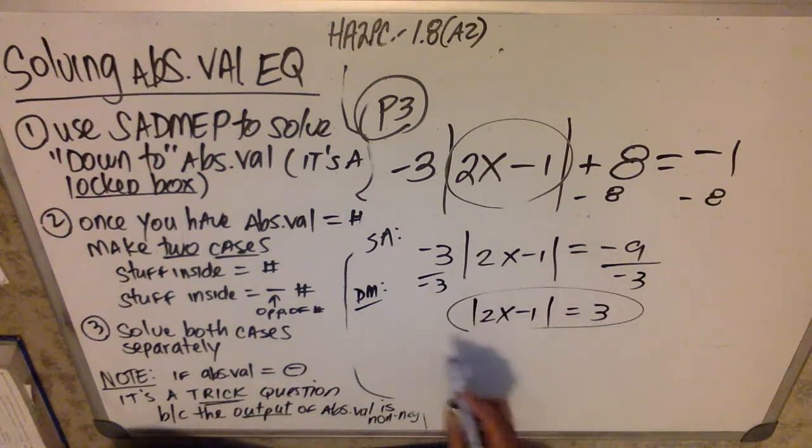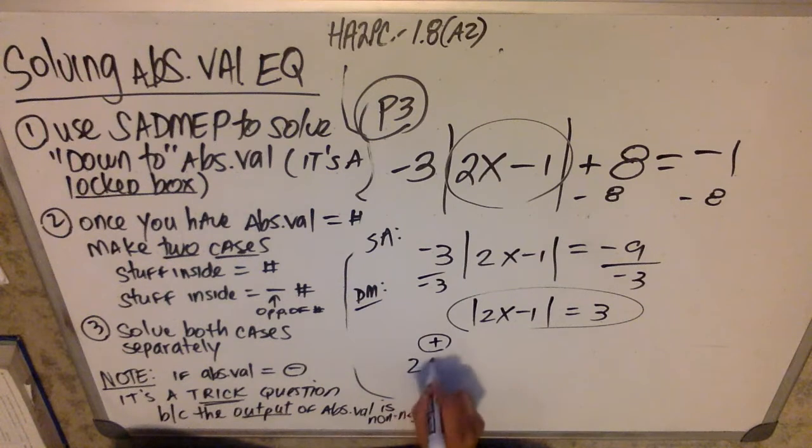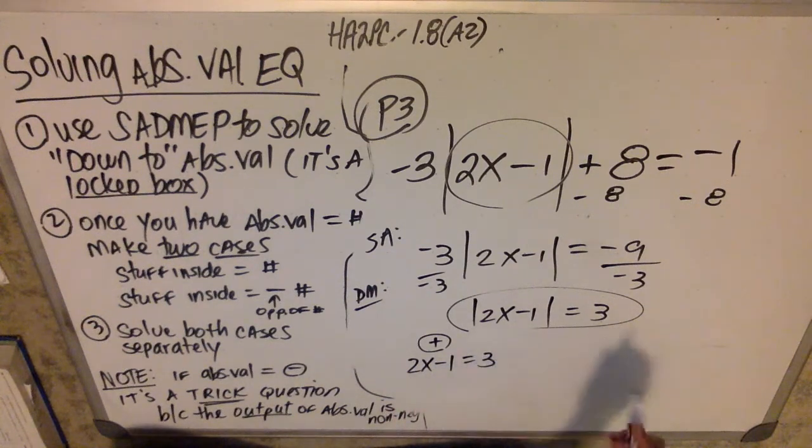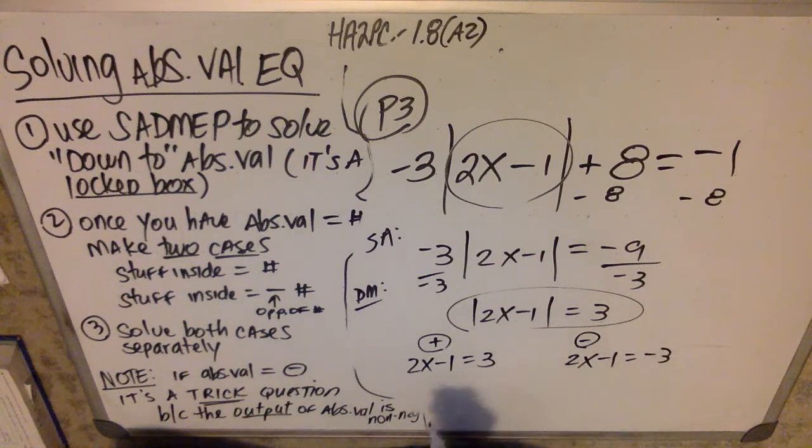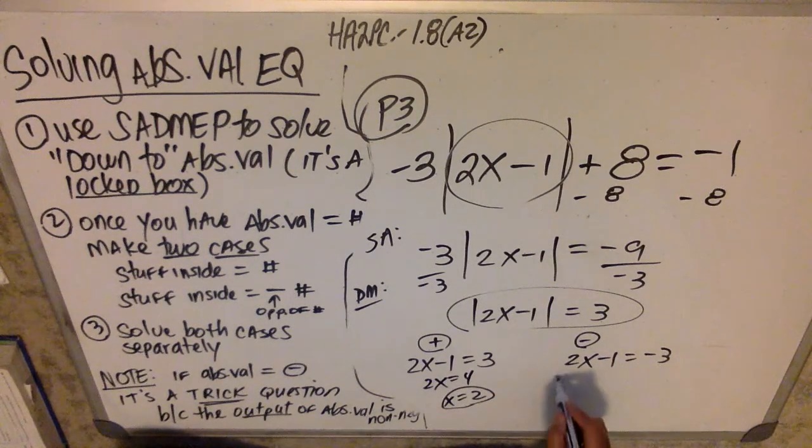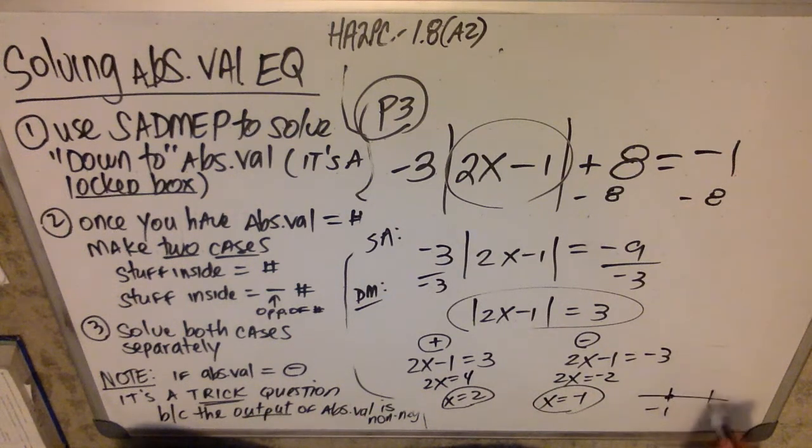Now you're stuck with that lockbox, so you've got your positive case, 2x minus 1 equals 3, or your negative case, 2x minus 1 is a negative 3. When we solve, we'd add the 1 over, so I get 2x equals 4, which is x equals 2. Or I add the 1 over and I get 2x equals -2, my bad, and I get x is -1. So my two answers on a number line would be -1 and 2.